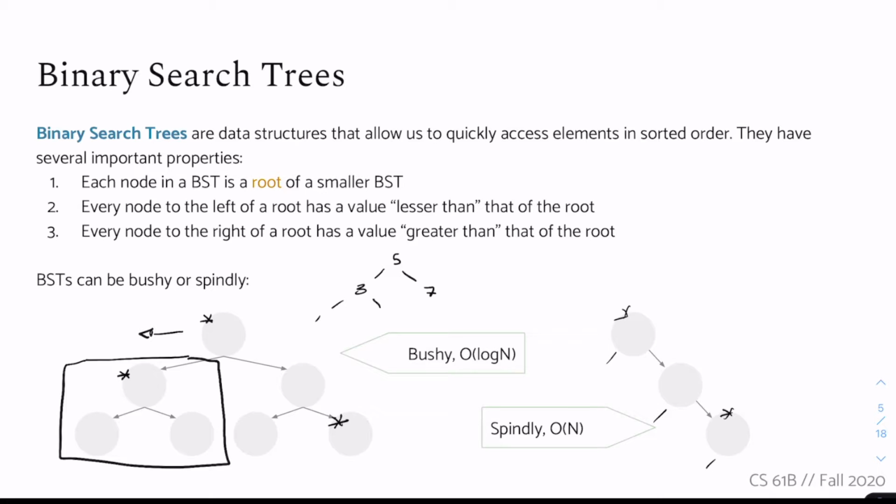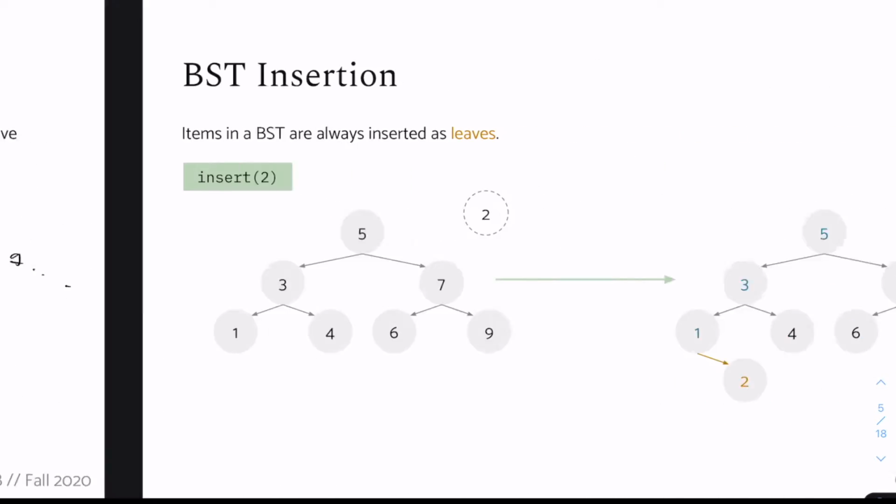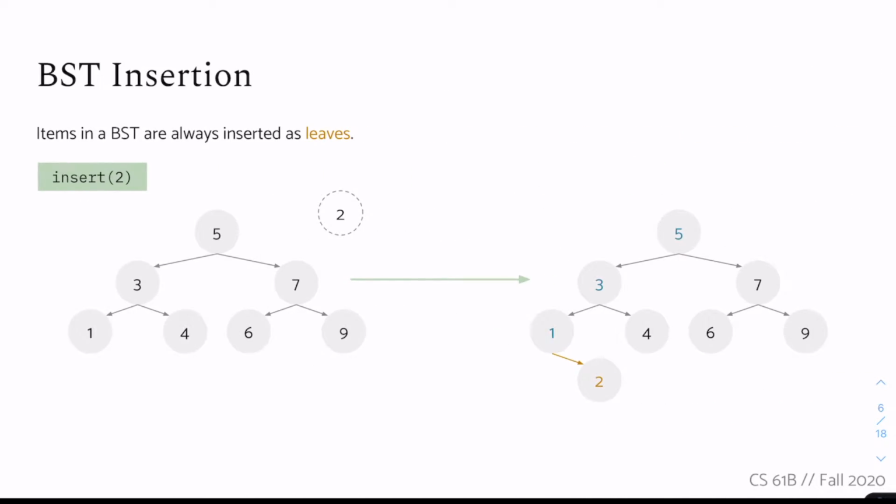But if I put everything in increasing order, you'll have 1 at the root, and then 2, and then 3, and then 4, and obviously that becomes very linked list-like, which is not as efficient as a BST. So how would you insert items into a BST? Items in a BST are always inserted as leaves, no matter what. So 2 here is technically between 1 and 3, but we still insert it as a leaf.